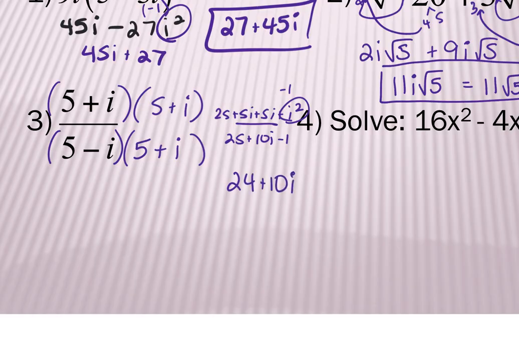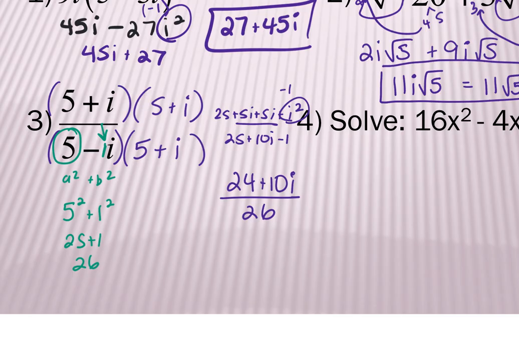And then the denominator, you could FOIL it out, or there's a shortcut when you're multiplying conjugates, and the shortcut is a squared plus b squared. a is the number that is by itself, the real number, so that would be 5 squared. b is what's in front of the i, which would be a 1 this time. And then I'd get 25 plus 1, which is 26. So my denominator is 26.